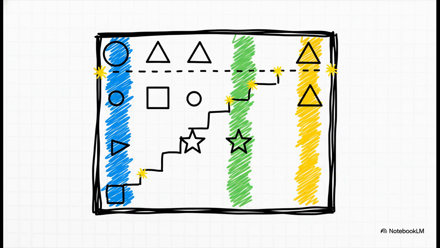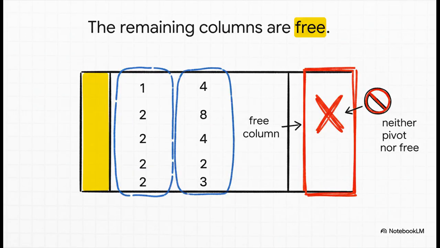So column 1 is a pivot column. Go to the second row. Find the first non-zero number. Boom, that's the next pivot. The columns with those leading entries are our pivot columns. So the ones left over are the free columns. Pretty straightforward. But wait, there's one really important exception.